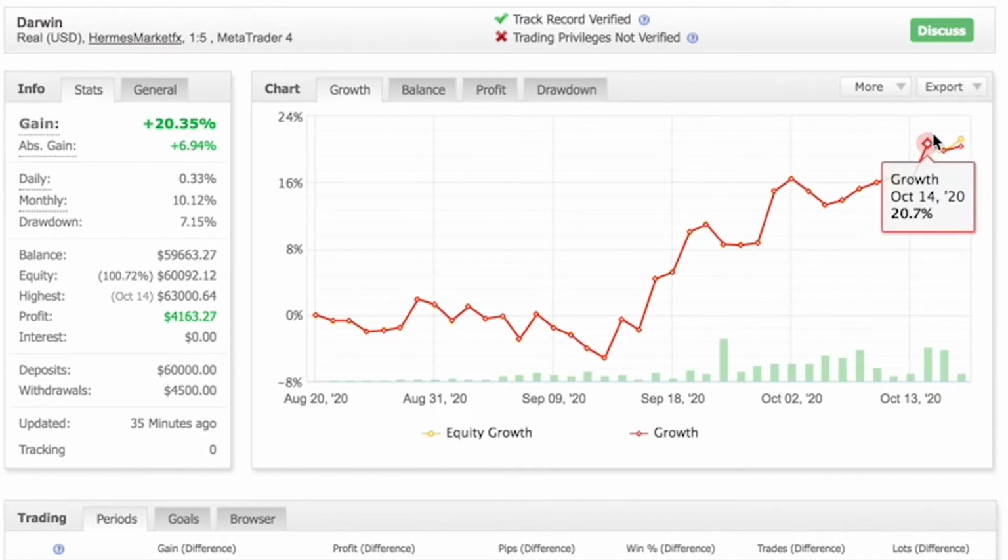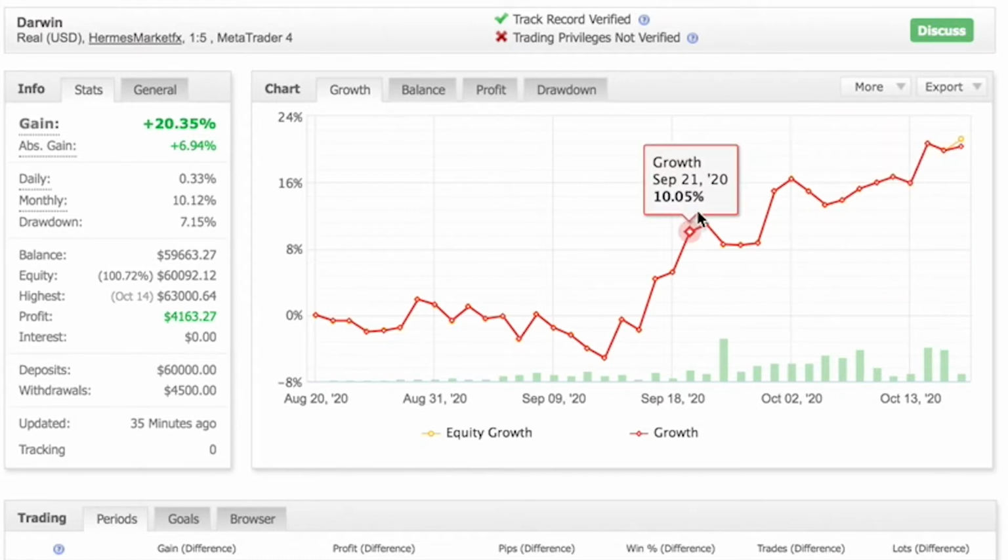I remember it took you roughly 1 month to hit your first 10% target, and now it took you even less to hit the second target. So congratulations and very, very well done.